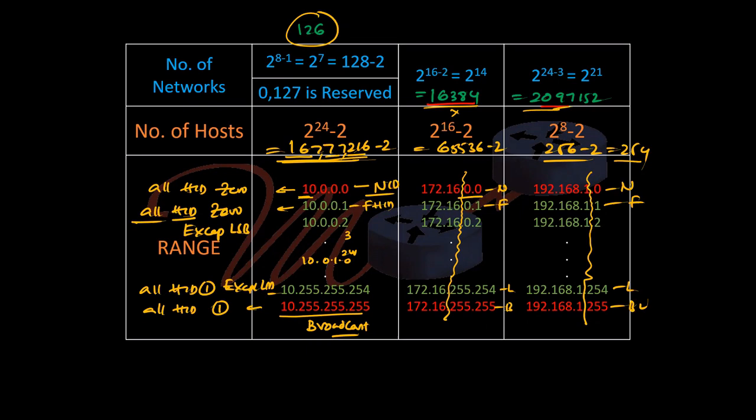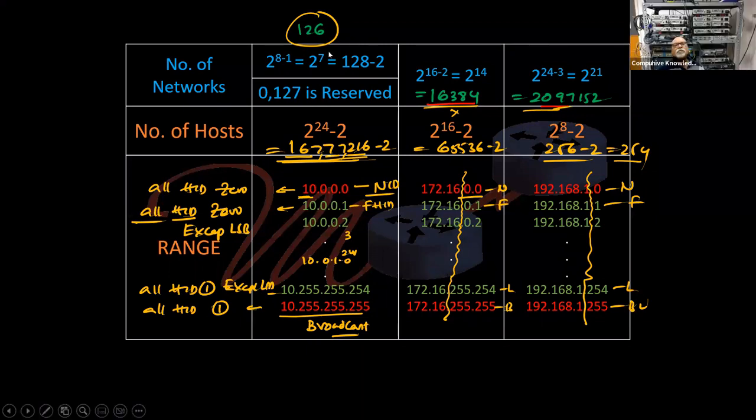No, sir. So number of networks division, that part. Huh. So which one? All these three you don't understand?